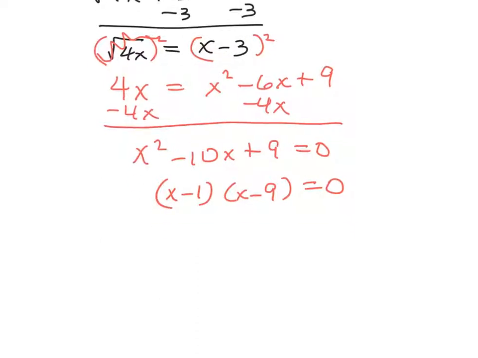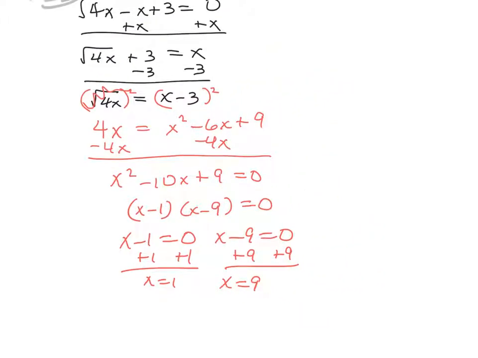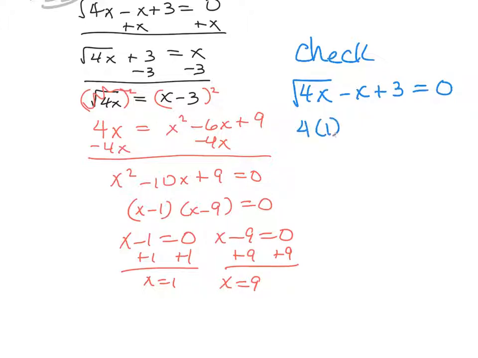I now set each of the factors equal to 0 and solve for x. So x equals 1, add 9, x equals 9. Again, I need to do the check. So I'll check it up here. Again, let me rewrite the original problem. Square root of 4x minus x plus 3. I want to check to see if when I plug in 1, it will give me 0 as my answer.